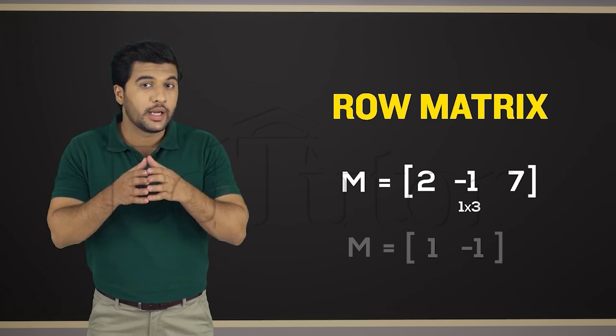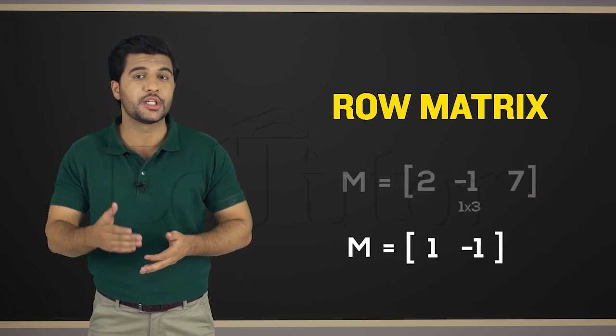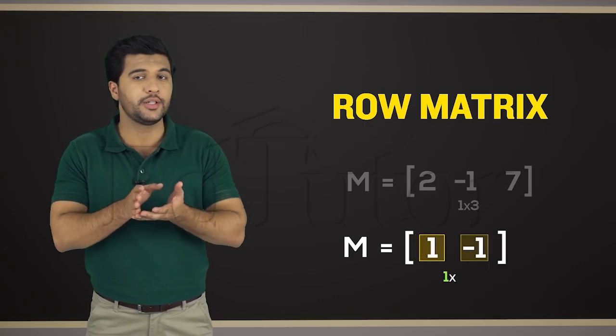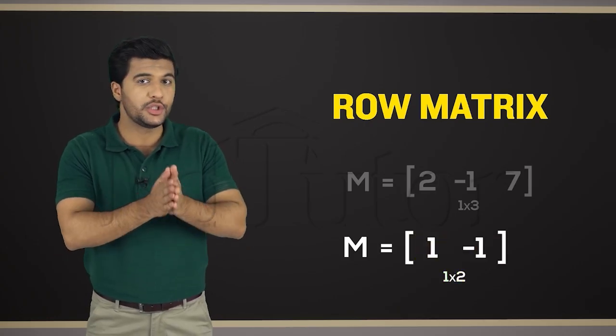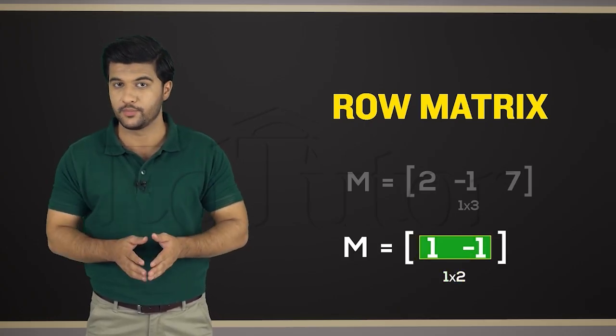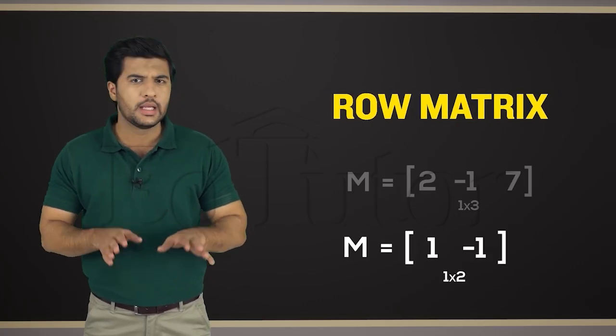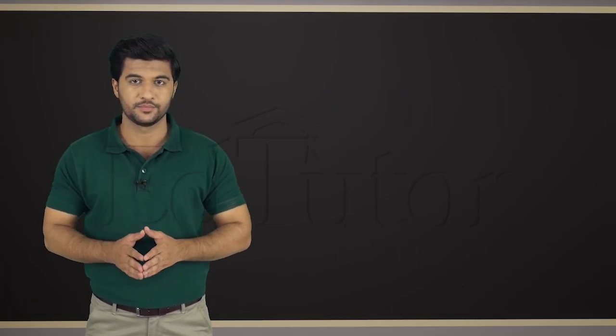Now, here you can see a different version of matrix M. It is of order 1 by 2. This one too only has one row. Therefore, it is a row matrix as well. Let's look at the next type. Type 2.